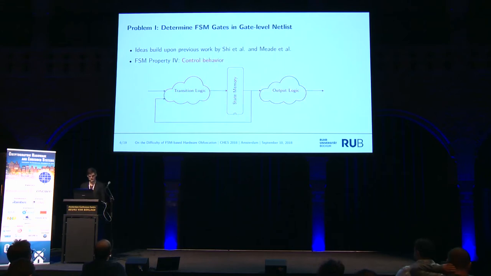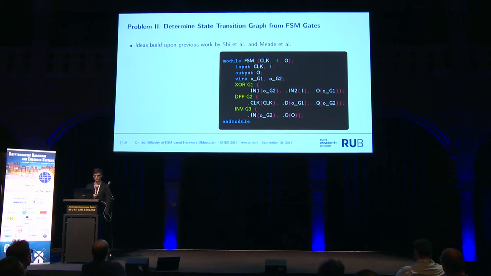And last but not least, there is the control behavior. So the state memory typically connects also to some output logic that is not in the strongly connected component to realize the control signals and steer the data path. So with these four properties in mind, we can identify which gates in the gate level netlist belong to an FSM candidate. But still, we then have the gates, but not the state transition graph. So this is the next step, where we want to determine the state transition graph from the gates.